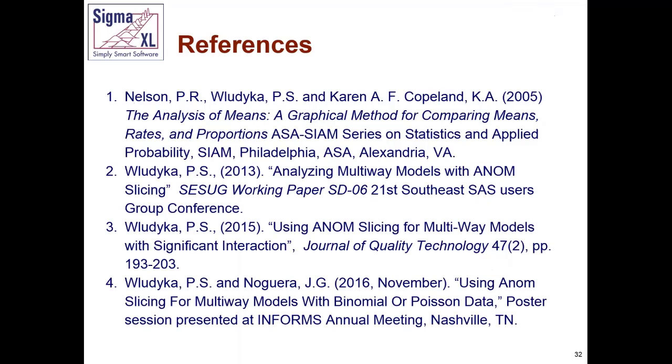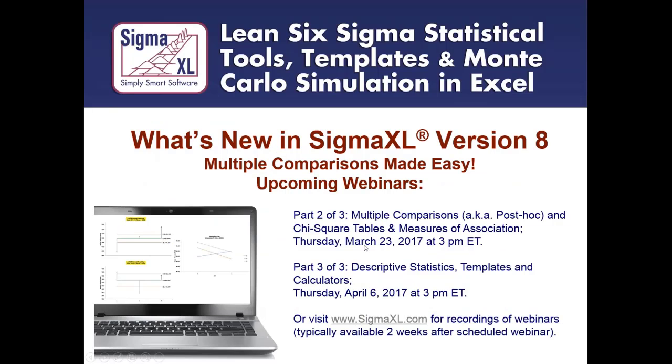Also, please keep in mind we have here the references, by the way. This is the JQT paper on Anom slicing, 2015 JQT. This is our poster session that we did together. And two more webinars coming up in 2 weeks and then 4 weeks. We have the multiple comparisons. There I'll talk about Tukey and Dunnett. The other multiple comparisons for the hypothesis testing, also chi-square tables and measures of association. And then in 4 weeks, we'll talk about the descriptive statistics, templates, and calculators that are new in SigmaXL version 8.